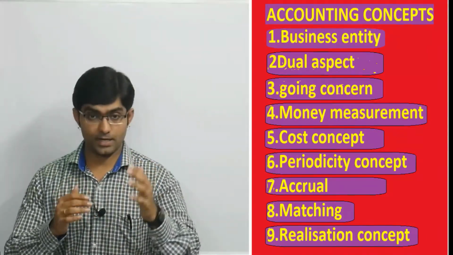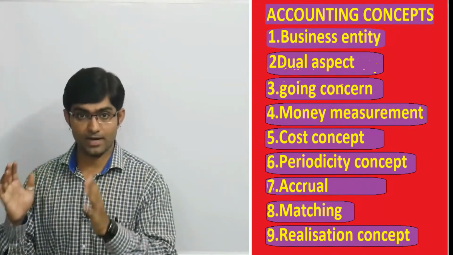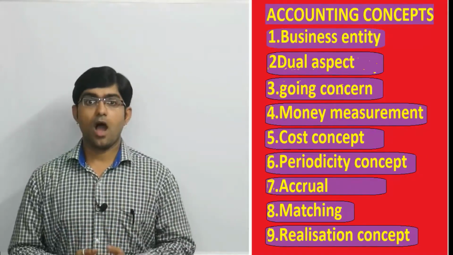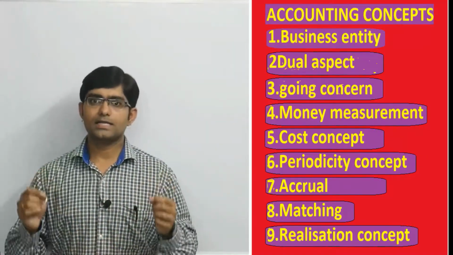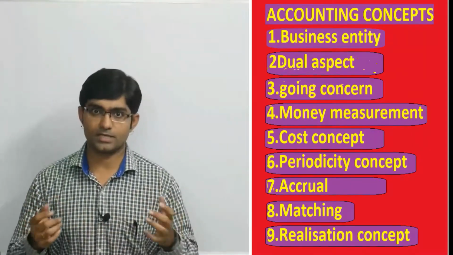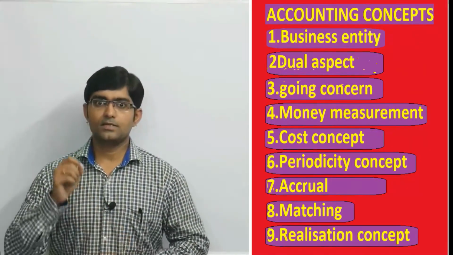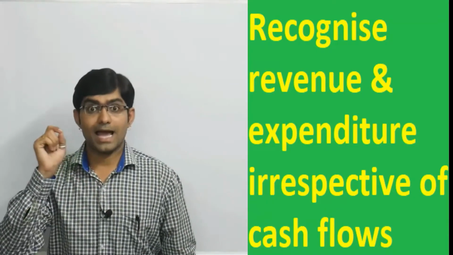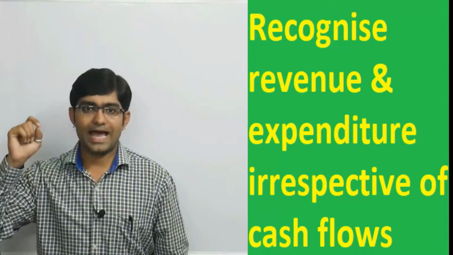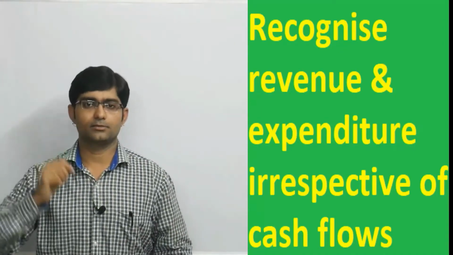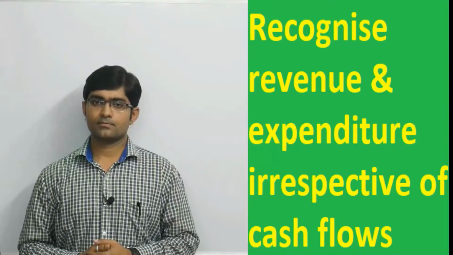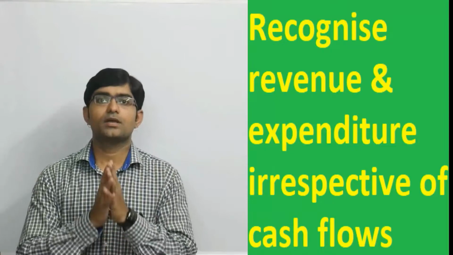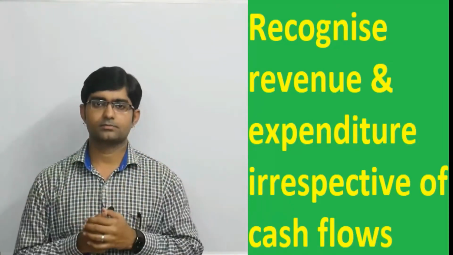This is the accounting period concept. An accounting period means generally 12 months. The next one is accrual concept. What does this say? This is an interesting topic. This says recognize revenue and expenditure whenever they are earned and incurred. Receipt and payment of cash is not necessary.